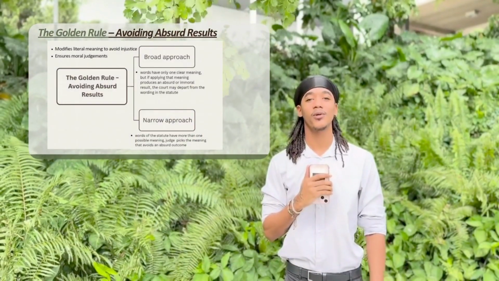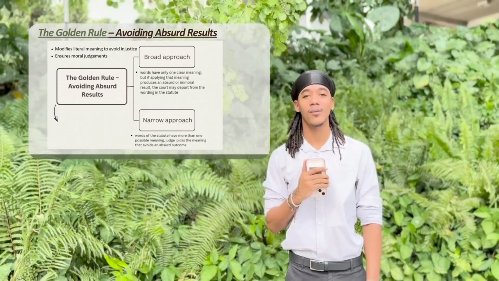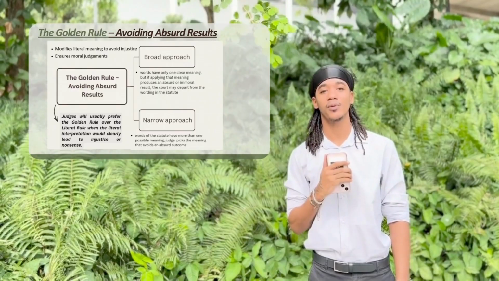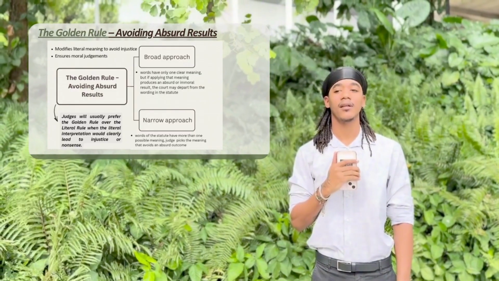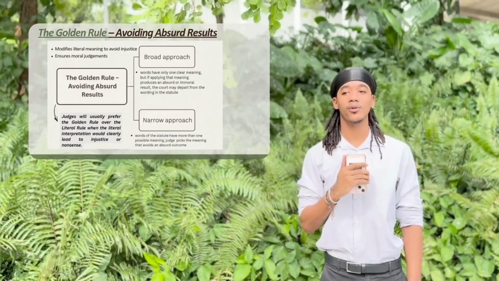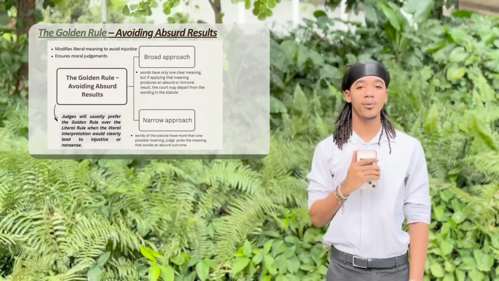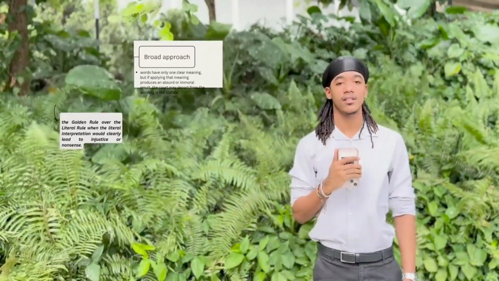Judges will usually prefer the Golden Rule over the literal rule when the literal meaning of the words would lead to absurdities or just immoral results in general, and they can still stay faithful to Parliament's wording while delivering justice. So in summary, the Golden Rule is a flexible tool used to correct absurdities in legislation, applied narrowly when words are ambiguous and broadly when literal meaning leads to injustice.